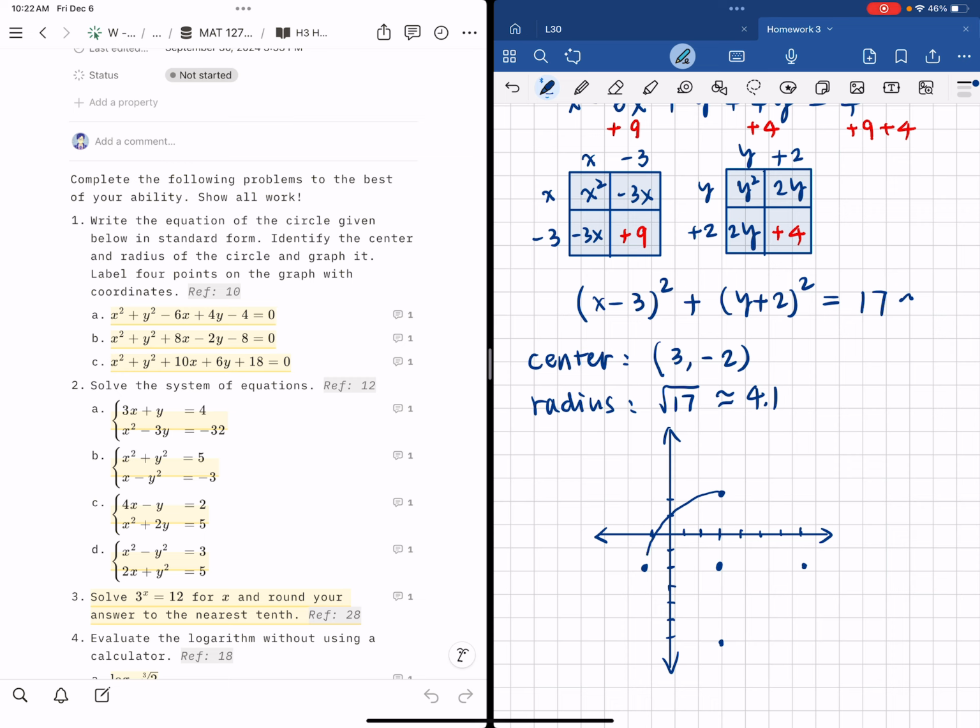And now you could connect them. And of course, it's not going to be super perfect, but it's fine. We got the job done. So that would be the sketch of this one.